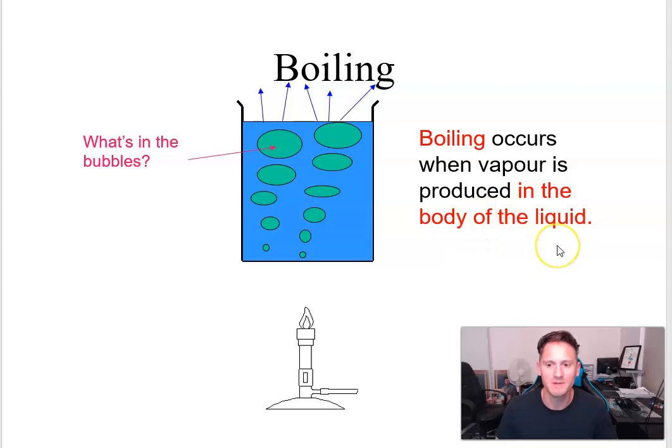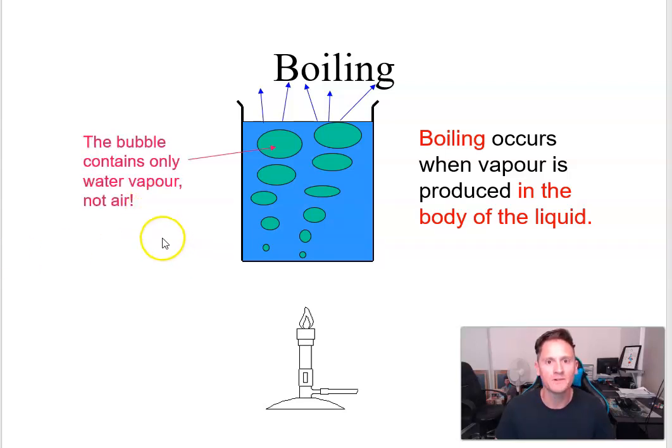Boiling occurs when vapor is produced in the body of the liquid. So water vapor, we're thinking like steam, okay? So what's in these bubbles? The bubble contains water vapor, not air. Air has a mixture of gases in it. We breathe in oxygen, that's a gas that's in air. We breathe out carbon dioxide. There's another element called nitrogen, which is in the atmosphere as well, or it's in the air, sorry.